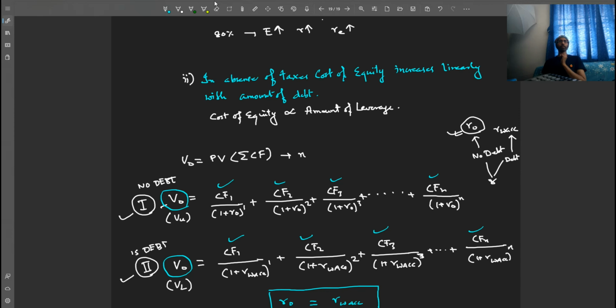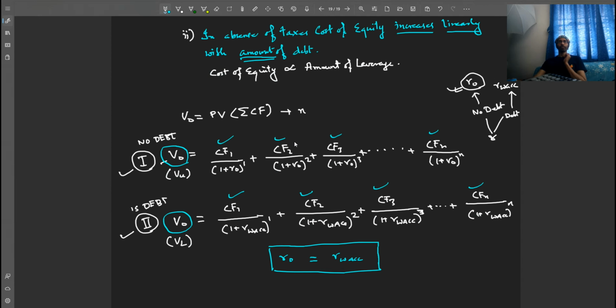Now the second proposition says that in absence of taxes, cost of equity increases linearly with the amount of debt. So we have to prove this, and we go about it. First we assume that the firm has debt. Therefore, we have to find out what is the RWACC.